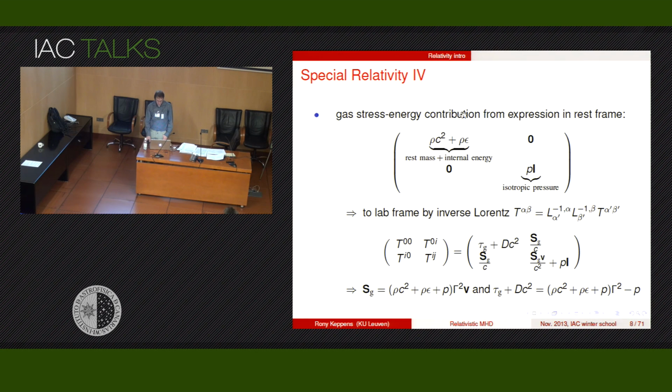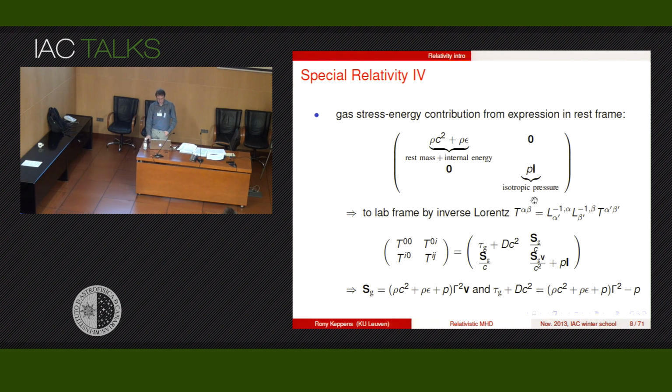Okay, so now I have the full expression for a gas: the stress energy tensor in the rest frame. But I don't need it in the rest frame, I need it in the lab frame. That's easy to change because I can just inverse Lorentz transform, and I know the Lorentz transformation, or I can look it up in a book.